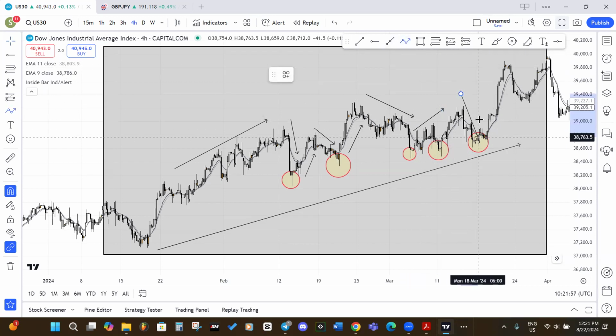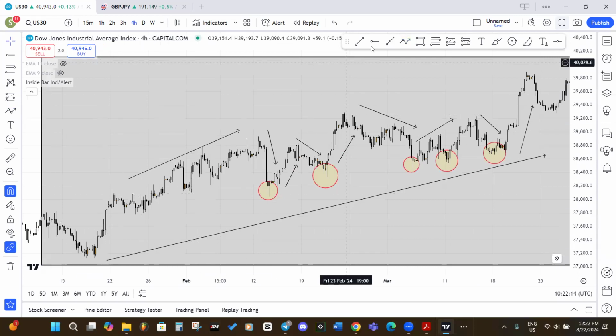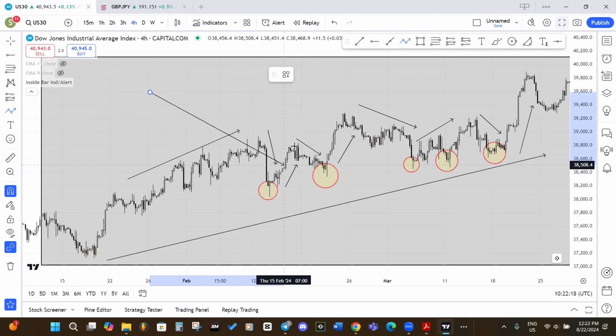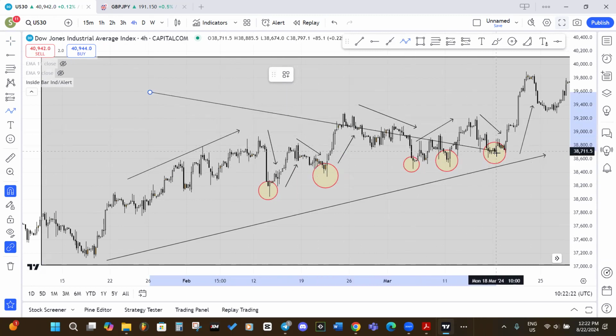Then we get a retracement. Then an impulse. Same thing: impulse, retracement, impulse, retracement, impulse, retracement, impulse, retracement, impulse.